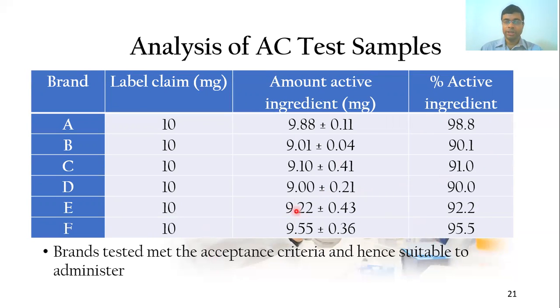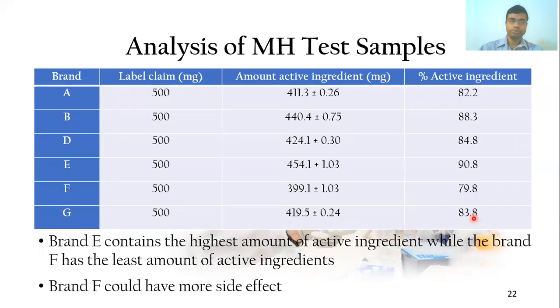So in other words, the brands tested met the acceptance criteria and hence are suitable to administer to the patient. So these drugs are good there. Now we can determine other brands as well and see whether they are in this range. So if the concentration is in this range, or the percent active ingredient concentration is in this range, then they are good for the intended purpose.